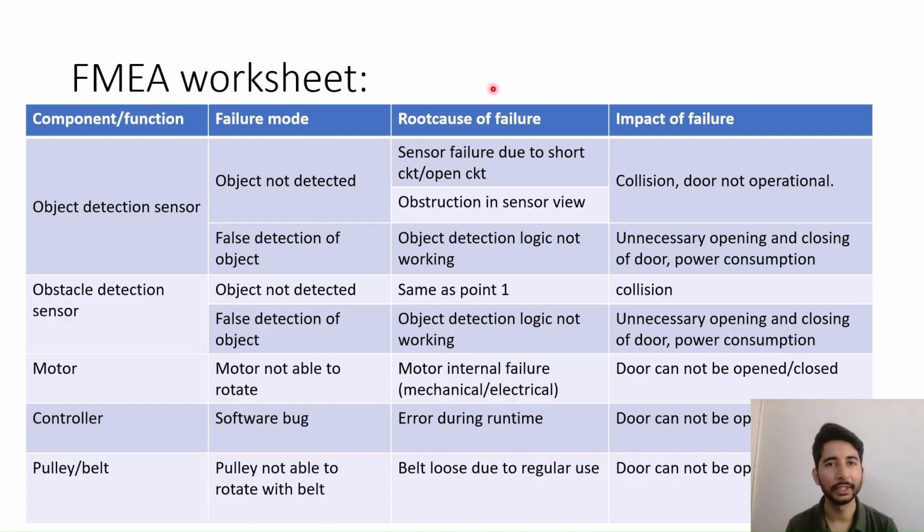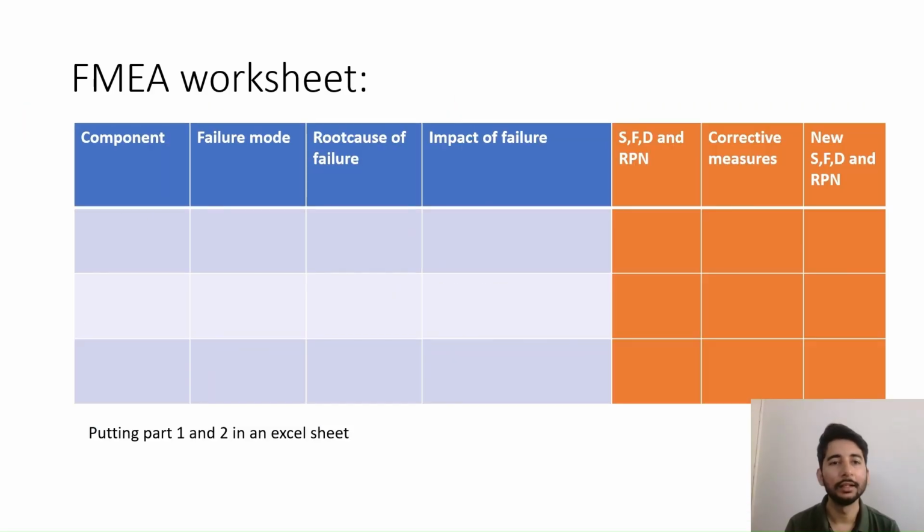So in the previous video, we prepared this blue part of the FMEA worksheet and compiled the failure modes related to each component or function, their root cause, and the impact. Now, in this video, we will use the second part of the FMEA worksheet. That's the allocation of SFD and RPN to the failure modes, the implementation of corrective measures, and the SFD and RPN after the corrective measures have been implemented. So let us check the orange part for each of the failures that we have already prepared.